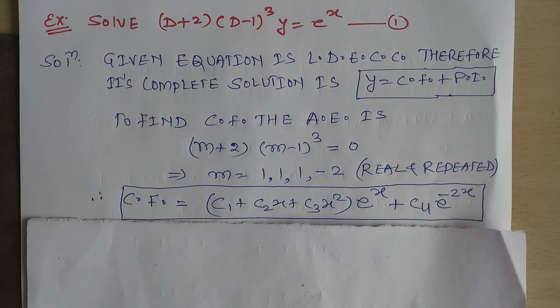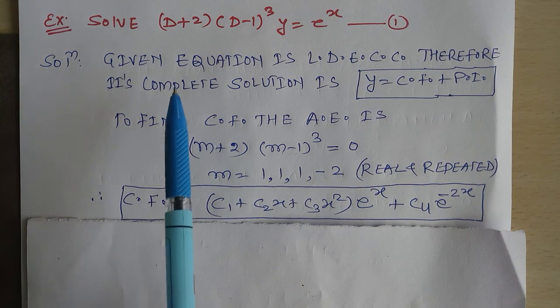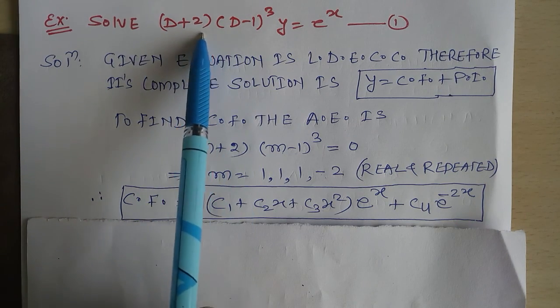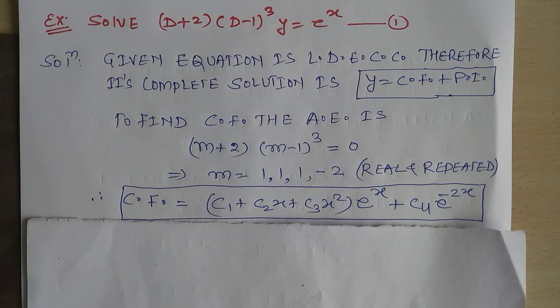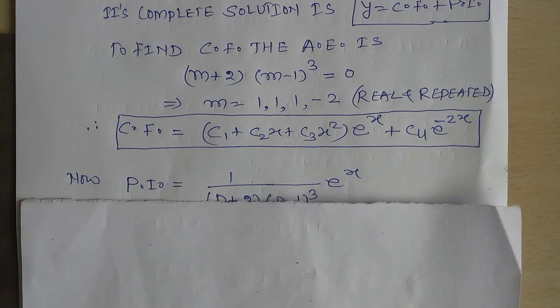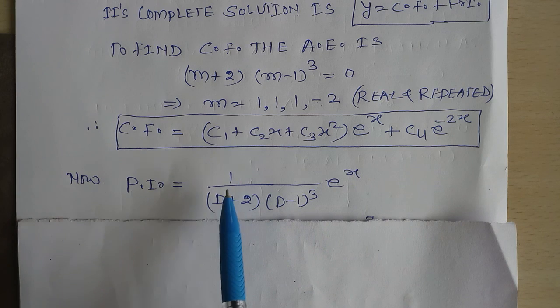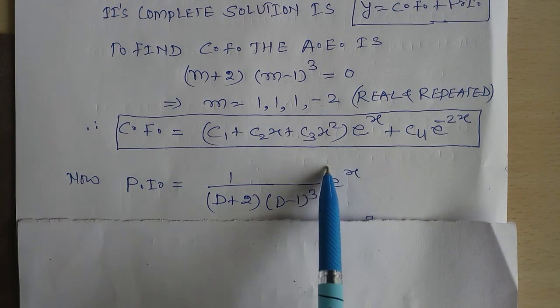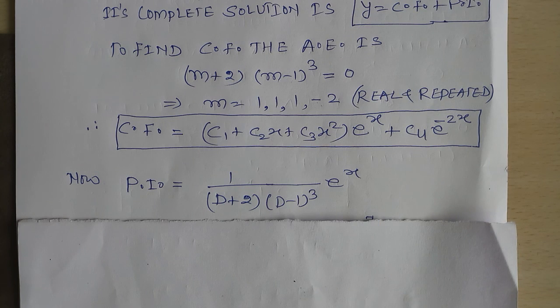Now we have to find the PI, particular integral. So for the particular integral, we have to transfer this product term, function of D, into the right hand side. Then we get the particular integral is 1 upon (D plus 2) into (D minus 1) whole cube, e raised to x. So this is the particular integral. Now we evaluate the particular integral.